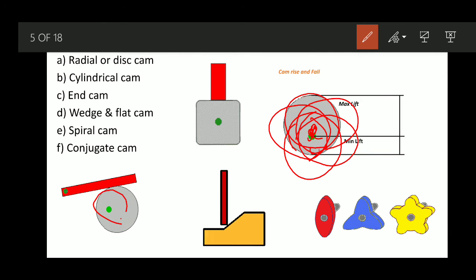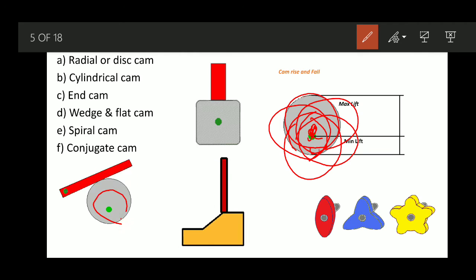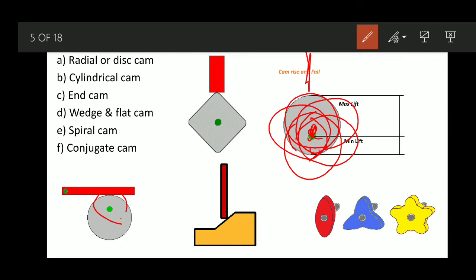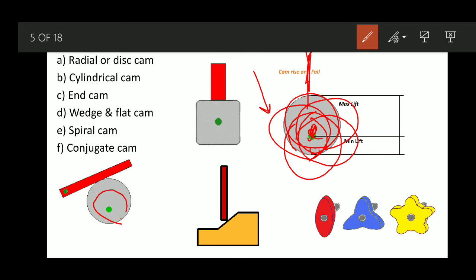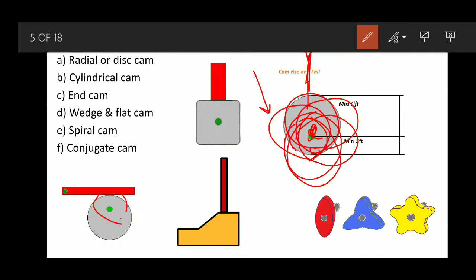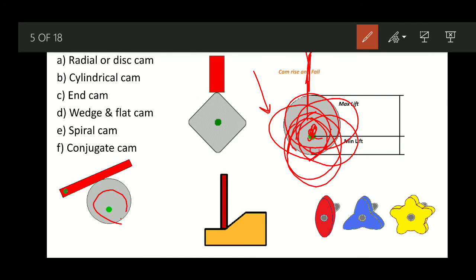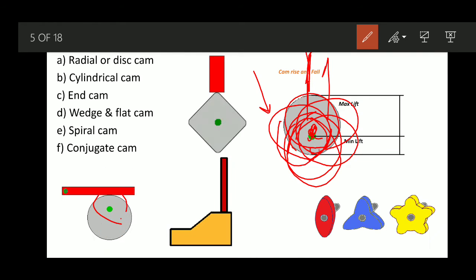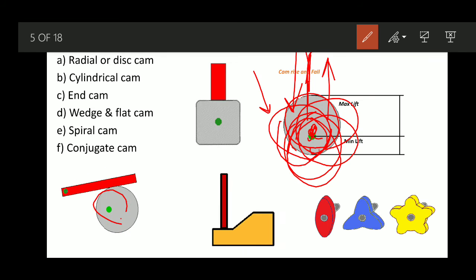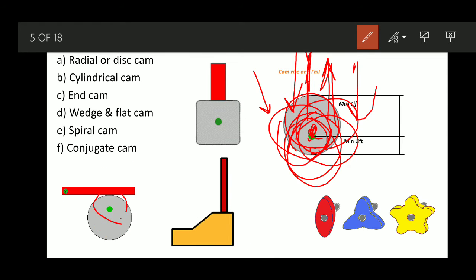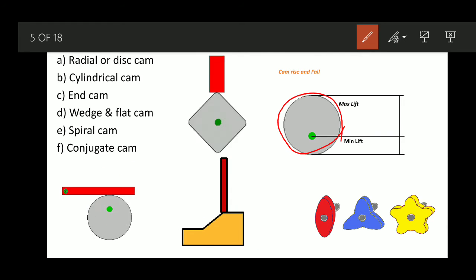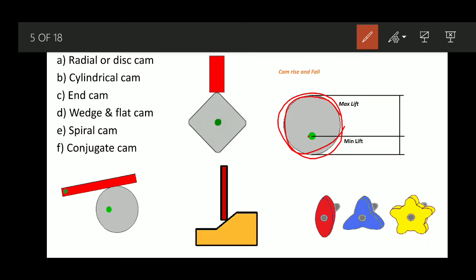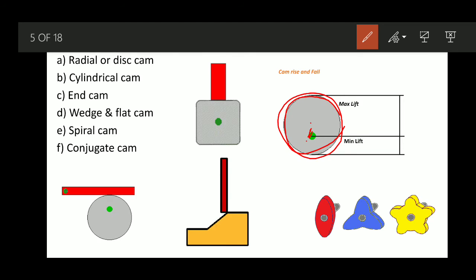Based on whatever the location is, sometimes the follower will be here, and when the cam is at this position, the follower will fall. Similarly, whenever it goes to the extreme lower position, it will again move like this, and as it keeps on rotating, it will rise. So the follower will fall and then rise, and thus it gets this kind of reciprocating movement. The shape of the cam is circular, but actually it is an eccentric cam, because the center of rotation is not exactly at the geometrical center.